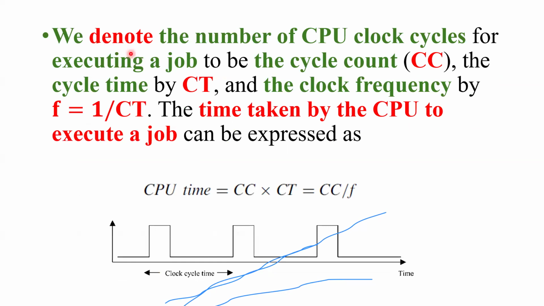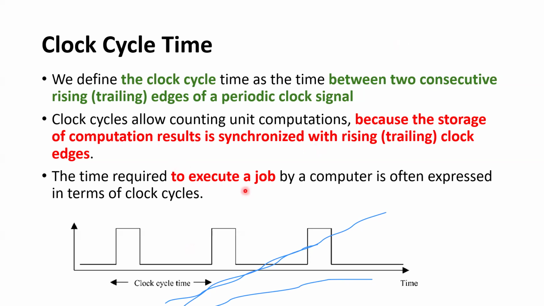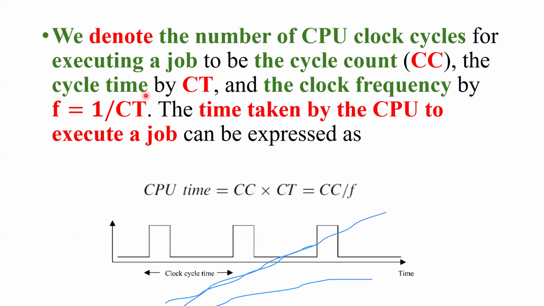Now, we denote the number of CPU clock cycles, that is, the time required to execute a job, by CC, the clock count. We denote the clock time by CT, and the clock frequency by F, which is equal to 1 over CT. Therefore, the time taken by the CPU to execute a job can be expressed as CPU time equals CC times CT.